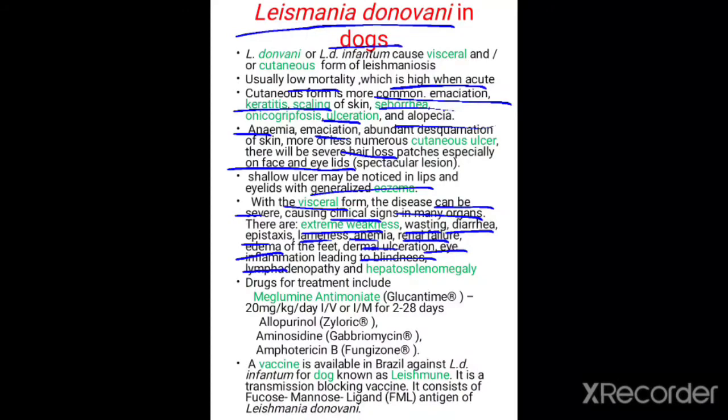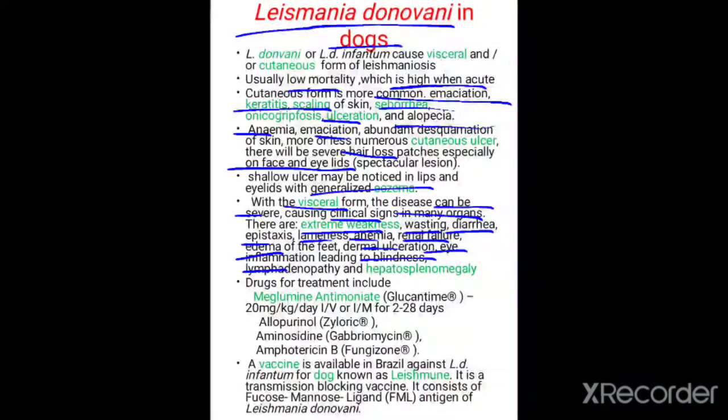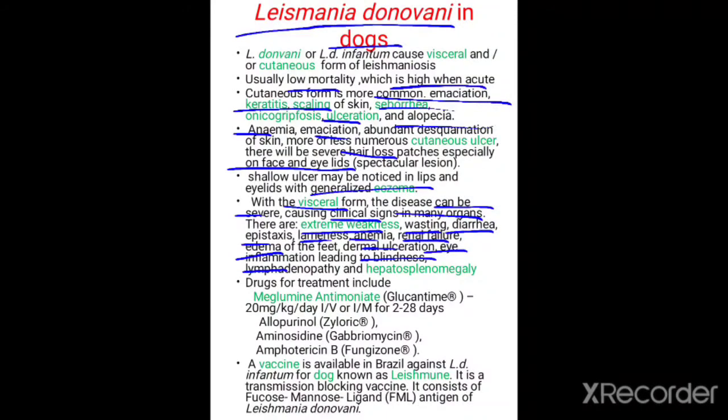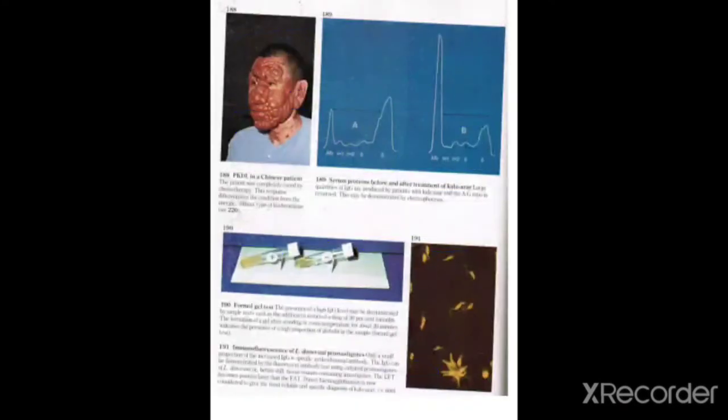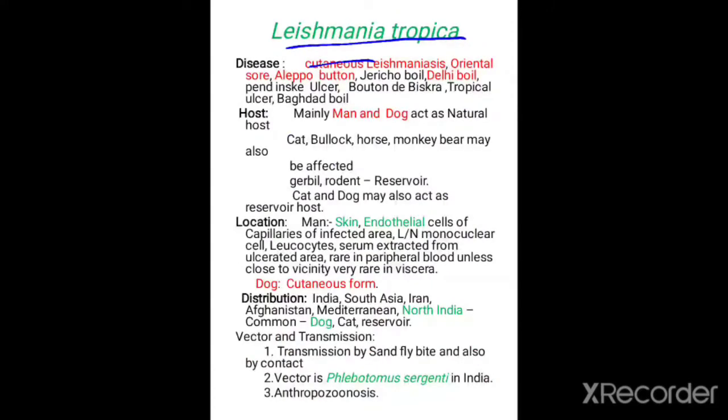A vaccine is available in Brazil against Leishmania donovani for dogs. This is about Leishmania donovani in dogs and in man. In the next video, we will discuss Leishmania tropica, which causes the cutaneous form of leishmaniasis, which is also called oriental sore. Thank you.